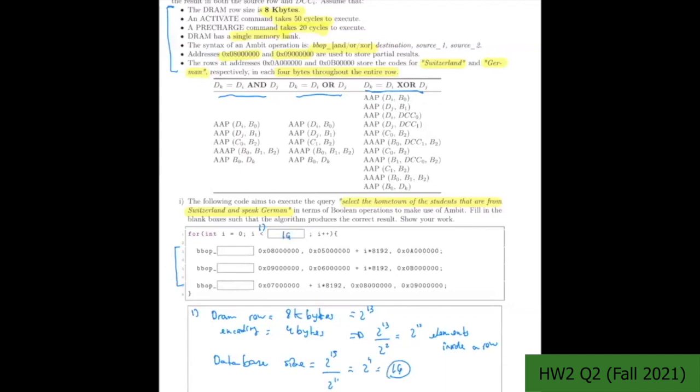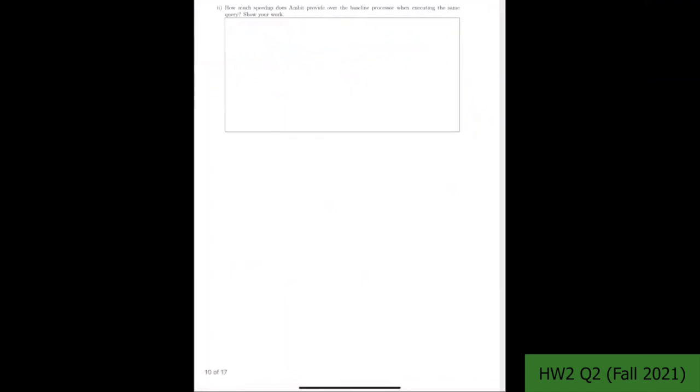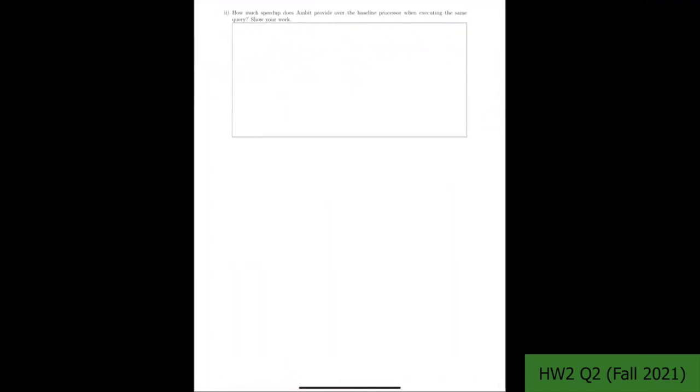Now we need to figure out the sequence of operations to generate the instructions, the sequence of BBOP operations. So let's do some thinking over here. Let's say that you just have two languages. So in the database you have, I don't know, German and Italian, and the student can come from Switzerland, or can come from Italy.